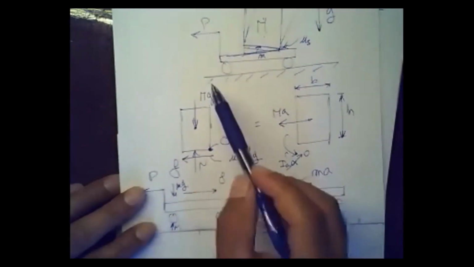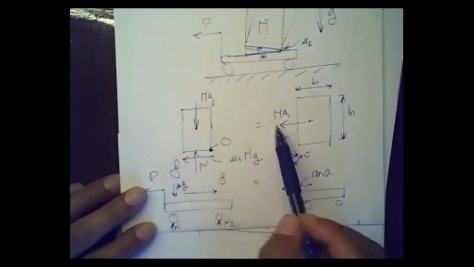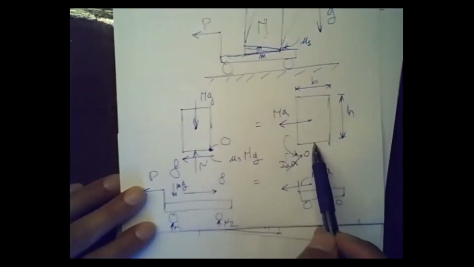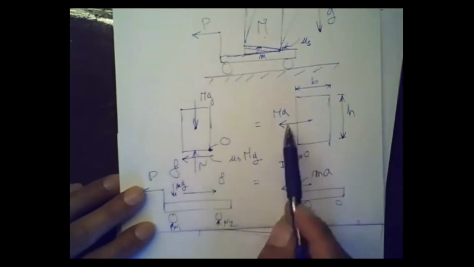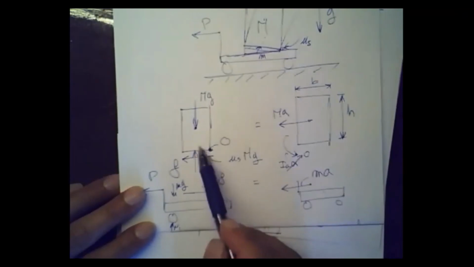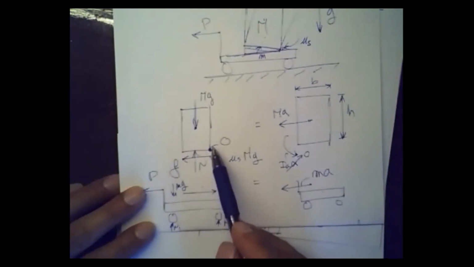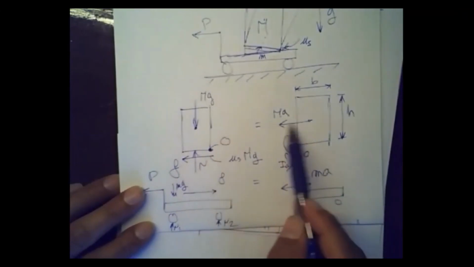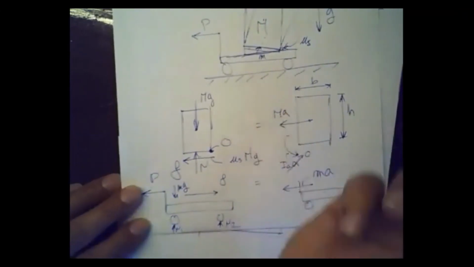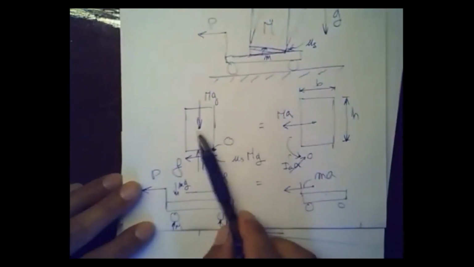Why? Because this guy, mg times this distance, is in equilibrium with ma times this value. We can't solve exactly what n is going to be, but we know that at some value of the acceleration, n will disappear from here. Why? Because the moment of mg times this will be balanced by the inertial acceleration of this guy. So you're moving this platform very quickly, and you're causing this guy to tip. We're going to be solving some more problems on this.